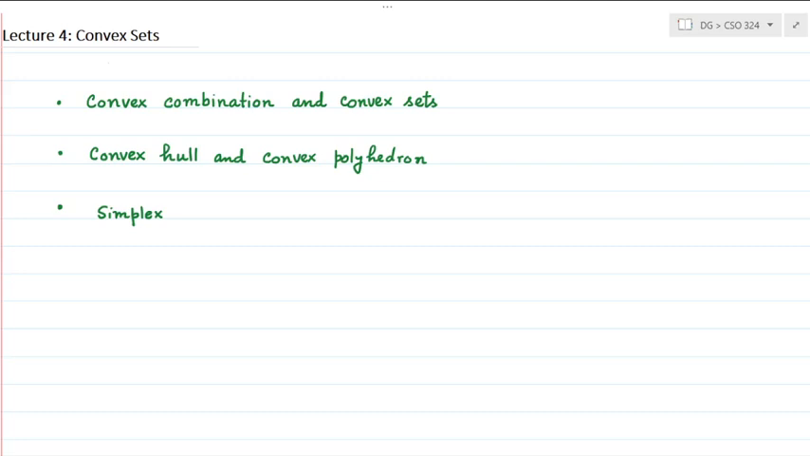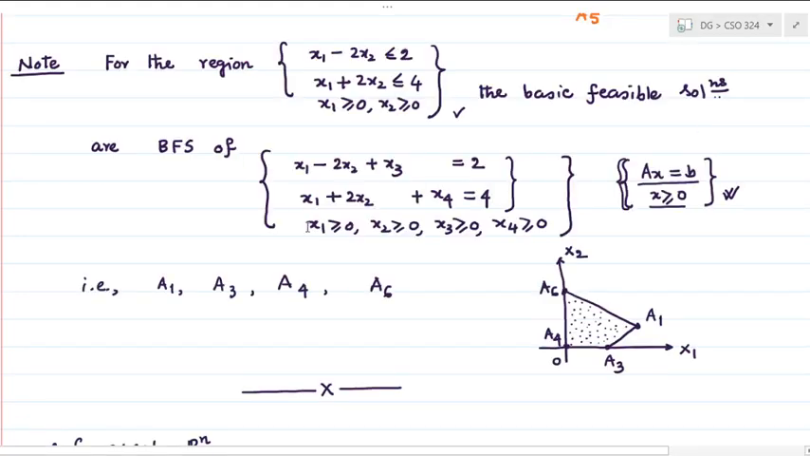Hello, my dear students. The topic of discussion in this lecture is a few concepts regarding convex sets. Those concepts are convex combination, convex hull, convex polyhedron, and simplex. On the last day, I was trying to give the geometrical essence of basic feasible solution.